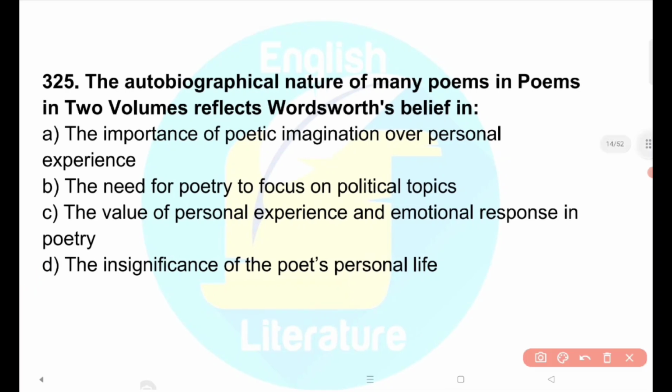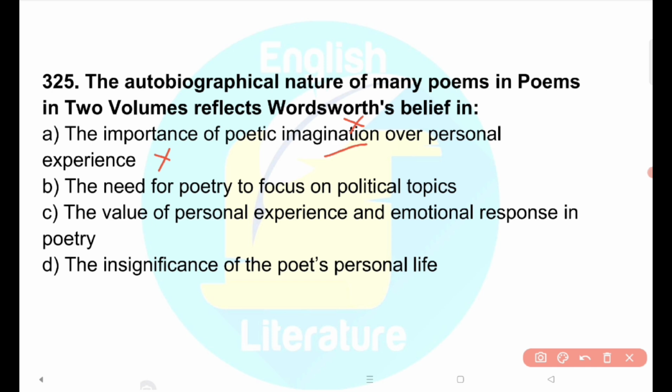The autobiographical nature of many poems in Poems in Two Volumes reflects Wordsworth's belief in option A, the importance of poetic imagination over personal experiences. No, Wordsworth valued real life emotions and experiences rather than pure imagination. Real life emotion and experiences.